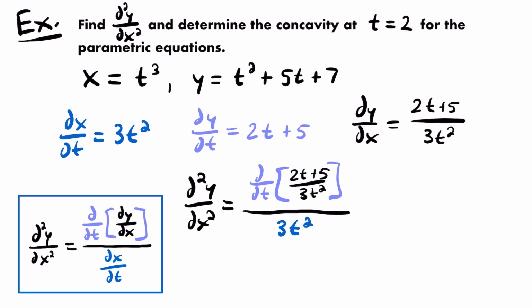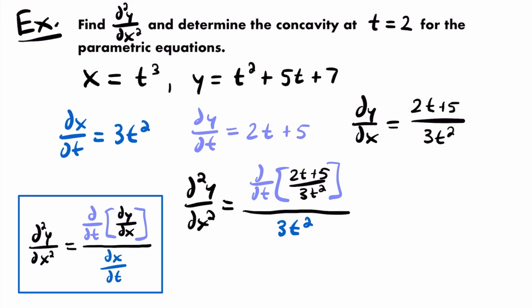All right, so we've set up our second derivative, but we still need to find it because we need to differentiate this first derivative with respect to t. And notice that we have a rational expression here, right? We have a fraction, and both the numerator and denominator involve that variable t. And so what we have here is a quotient of two functions.